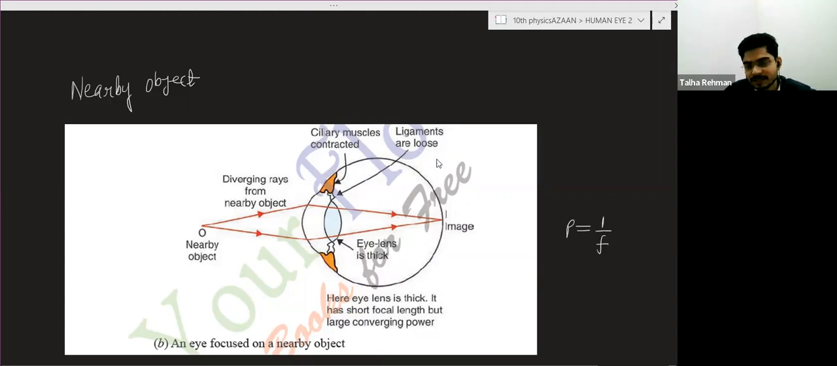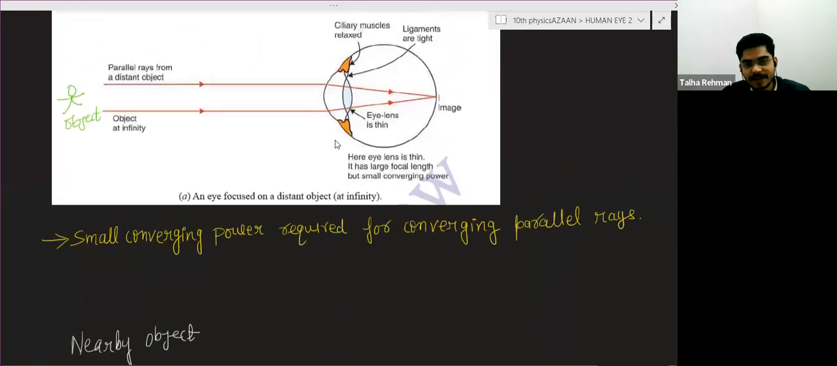So focal length this time is reduced by the action of the ciliary muscles, so power will increase. Okay, so these are the ciliary muscles, ligaments. In this case, the ligament becomes loose. So you can see here the lens is thick and here the lens is thin.